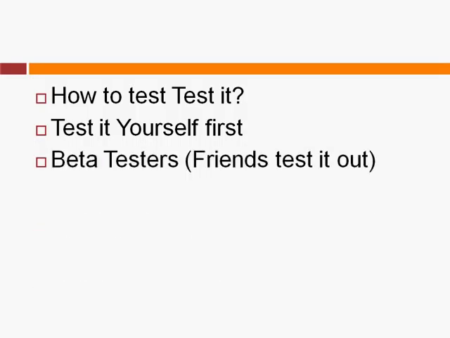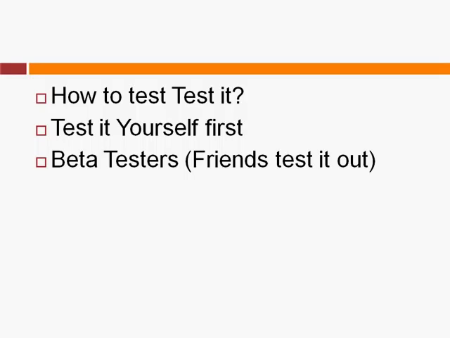You want to beta test. You have beta testers. Have friends test it out. If you've got Windows-based software, then have friends with different Windows operating systems test it out. Or if you have web-based software, ask friends to test it out with different internet browsers: Internet Explorer, Firefox, Opera, Chrome, Google Chrome, Safari with Macintosh. Have different browsers tested out by yourself and by friends as well.